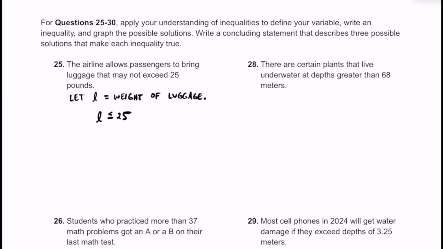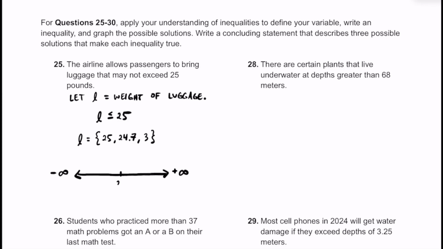Okay, so let's say what could be some possible weights here. Well, here are three possibilities for the luggage weight. It could be 25 pounds, that's fine, right? It could be 24.7 pounds. It could also be something like just 3 pounds. Maybe you don't have a lot to bring, but the airline company is going to be okay as long as you're under 25 pounds. All right. After that, let's make a quick number line. So here is a number line. As you go to the left, you get smaller. As you go to the right, you get bigger.